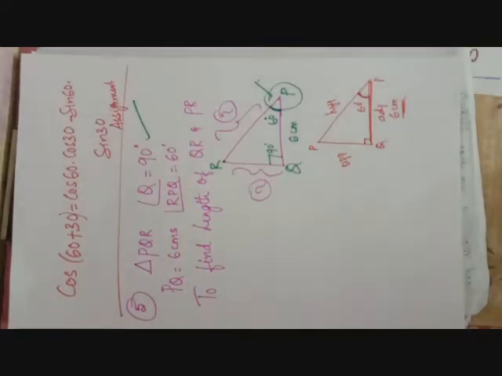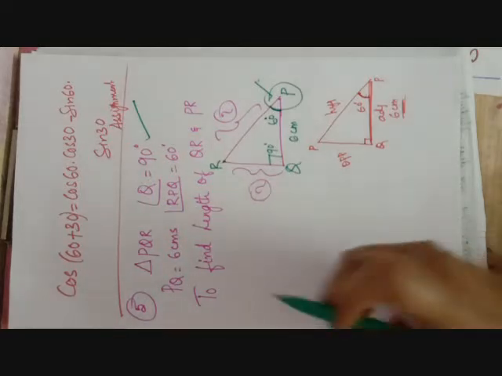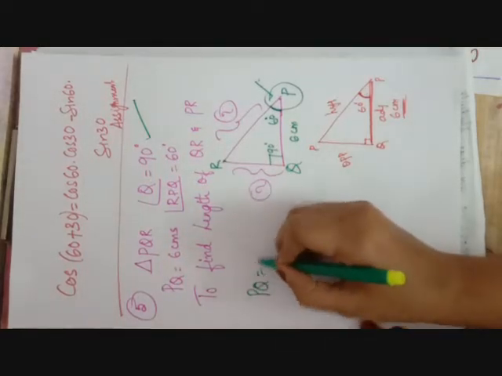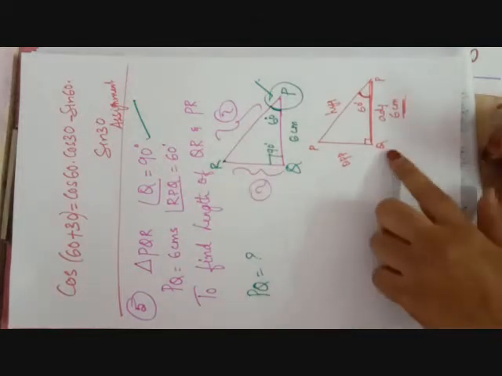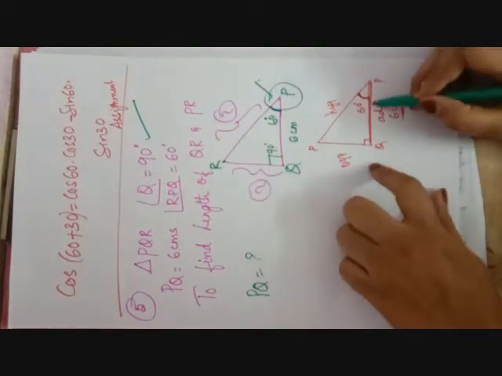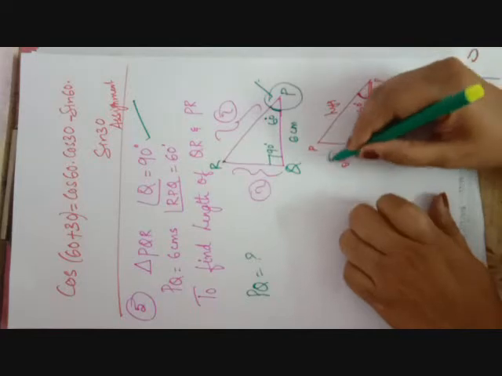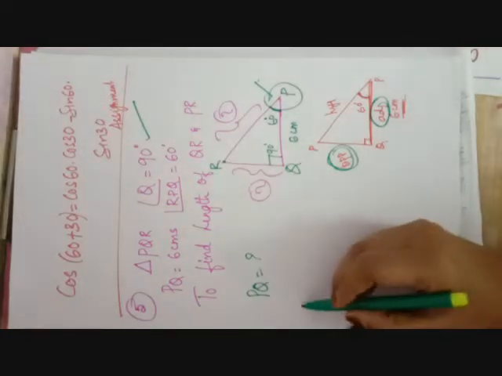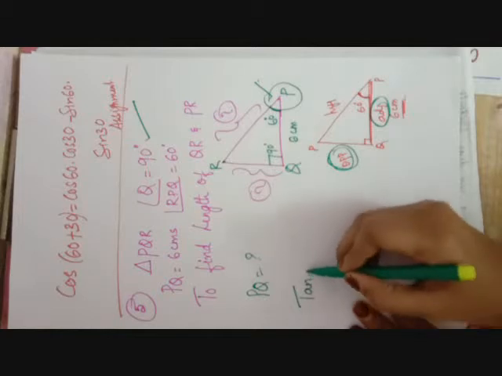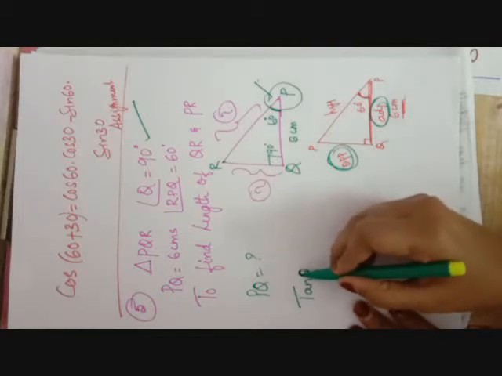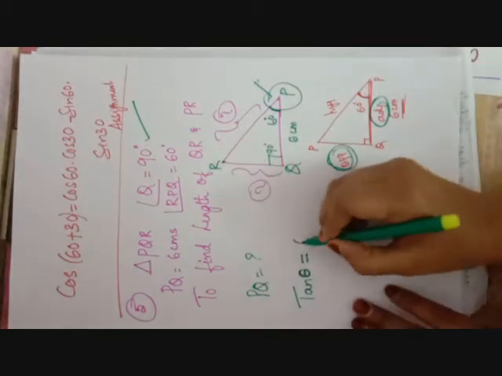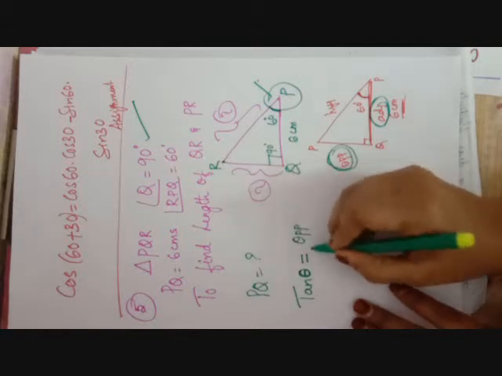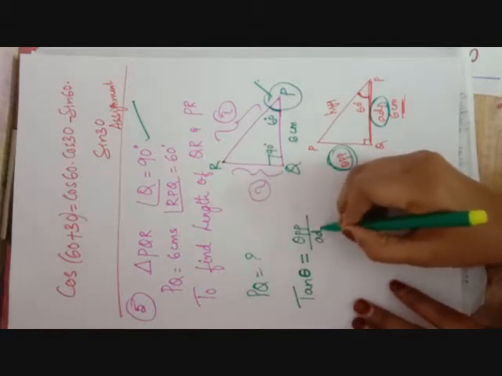Which formula will we use to find QR? Think. Which formula? Adjacent value is given. We have to find the opposite value. We will be using tan theta. Tan theta is equal to opposite by adjacent.